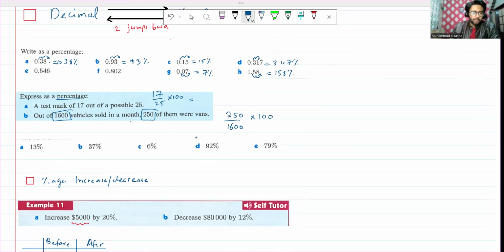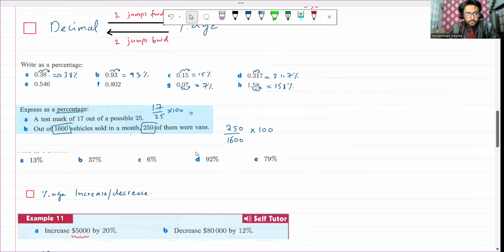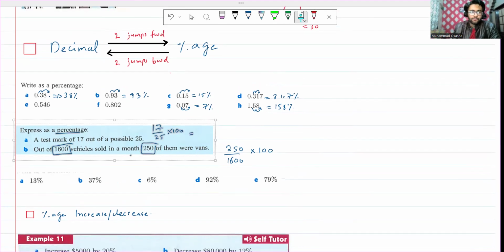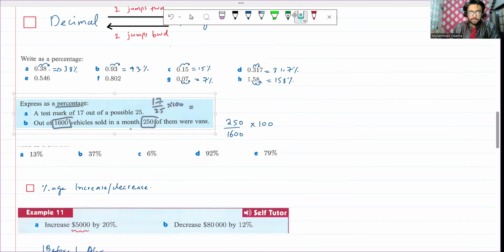Okay, now let's go backwards. We saw how to convert decimals into percentages. If you're given a percentage and you want to go back to the decimal, how would you do that? 2 jumps backward. So if you don't see a decimal point, the decimal point is over here. Okay, let's give it 2 jumps backward. So that's going to be 0.13. Okay, 0.13. You have a decimal point over here, give it 2 jumps backward, that's going to be 0.37.